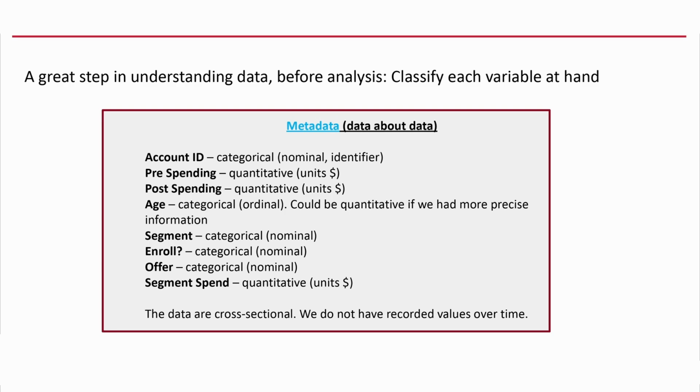And so this is a little table of an example of what metadata might look like. It says, hey, we've got some data. It has account ID, pre-spending, post-spending, age, segment, enrollment, offer, and segment spending. And it says which ones are quantitative, and if so, the units. And it says which ones are categorical, and if so, are they nominal or ordinal. It also mentions at the end that this data is cross-sectional, so we can expect that these measurements, whatever the time frame was, were only taken once.